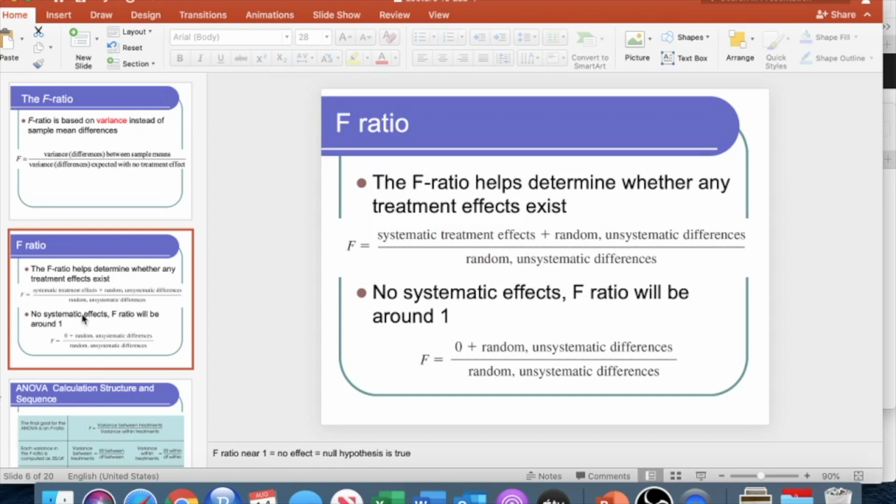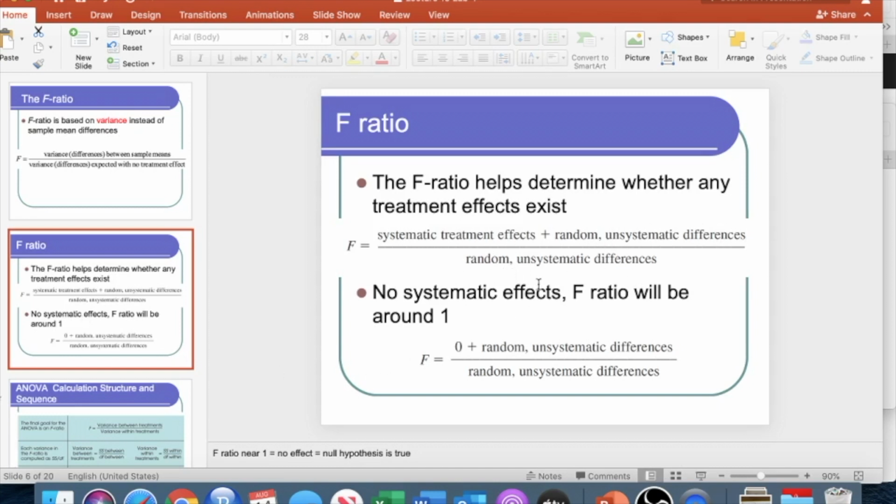So for example, whenever I give an exam, there's always going to be variation. Not every single student is going to get the same exact score on an exam. Everyone's going to get different scores. So that's sort of how data happens, right? We're always just going to have unsystematic differences.